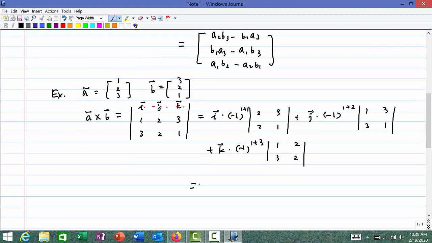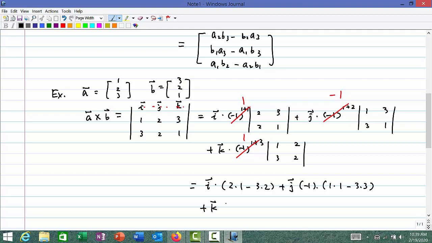By computing, the first sign will be just 1, the third will be just 1, and the middle one will be -1. So the determinant is i times (2 times 1 minus 3 times 2), plus j times -1 times (1 times 1 minus 3 times 3), plus k times (1 times 2 minus 3 times 2). Which gives us 2 minus 6 is -4 times i, plus, because of the negative sign, -8 so it's 8j, and 2 minus 6 is -4k. So this gives us -4, 8, -4.